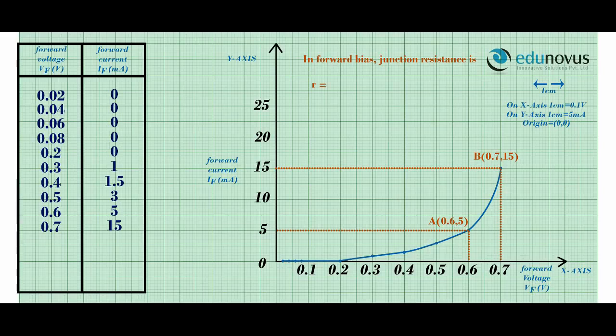In forward bias, junction resistance R is equal to delta Vf by delta If, which is (0.7 minus 0.6) by (15 minus 5) milliamperes. That is equal to 0.1 volt divided by 10 milliamperes, which is equal to 10 ohms. Junction resistance for forward bias is 10 ohms.